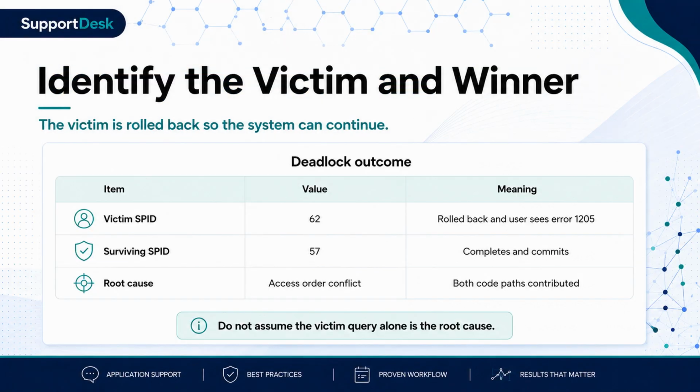In this example, SPID 62 is the victim. SPID 57 survives and commits. This does not automatically mean session 62 is the bad query. It means SQL Server chose session 62 as the cheaper or safer transaction to roll back. Both code paths contributed because both accessed the same resources in different orders. A good support note should say that session 62 received the error, session 57 completed, and the common root cause was inconsistent ordering between orders and payments.